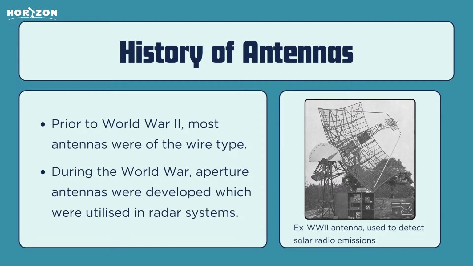Prior to World War II, most antennas were of the wire type. So you'd have dipoles and loops and those kind of antennas. During the World War, aperture antennas were developed. So these are like horns and satellite dishes, sort of. And these developments came through because of the application in radar systems. On the right, you can see an ex-World War II antenna, which was later repurposed to detect solar radio emissions.